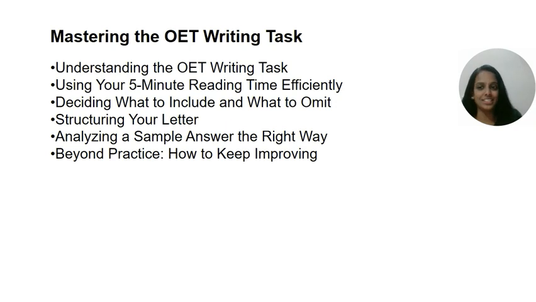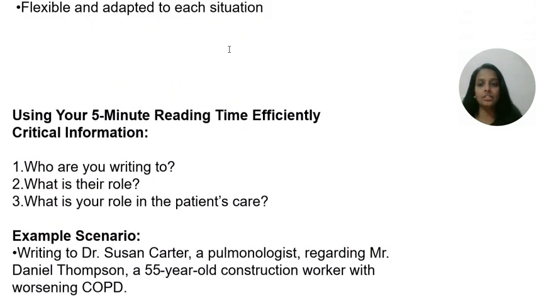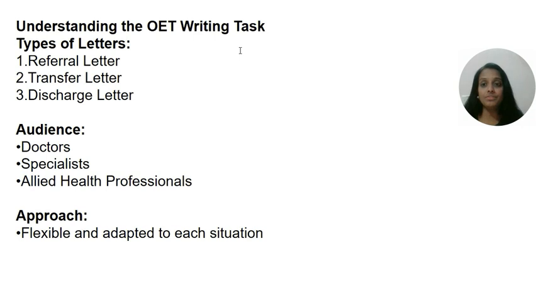Okay, let's get started. When it comes to the OET writing task, it has three possible types of letters. You all know that, right? One is a referral letter, which means you're sending a patient to another healthcare professional for further care. The second one is a transfer letter: your patient is being moved to another facility or healthcare provider. The third one is a discharge letter, so you're updating the next caregiver about what has been done and what's next.